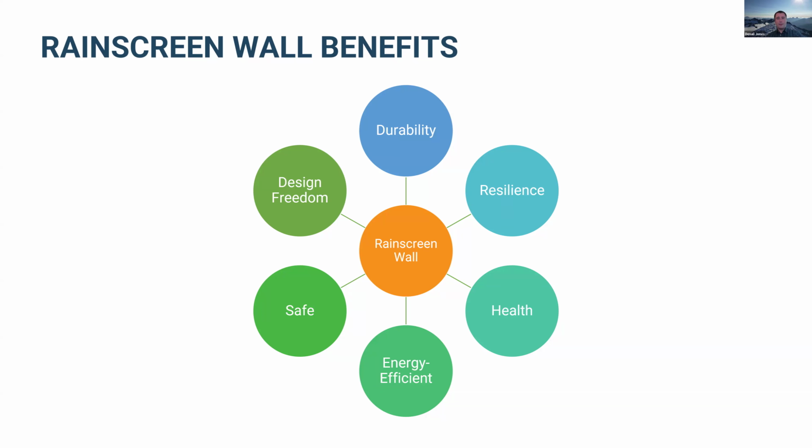Healthy buildings. This again, rain screens are a part of that just by allowing things to dry out. We're reducing the risk of things like mold growth. This can impact indoor air quality. It can impact people's health, the occupants' health, if we're letting these moisture issues go unchecked.